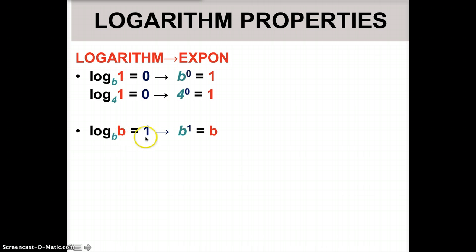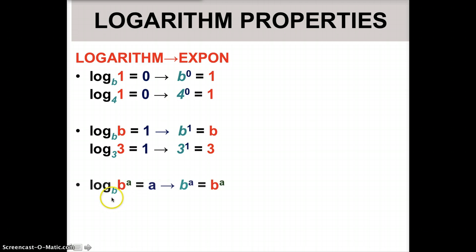Log base b of b equals 1. Here it is written as an exponential. Illustration of that would be log base 3 of 3 equals 1. Here's the same thing written as an exponential. You could understand 3 to the 1 is 3. Here's log base b of b to the a is a.